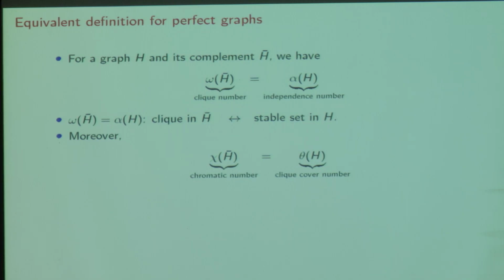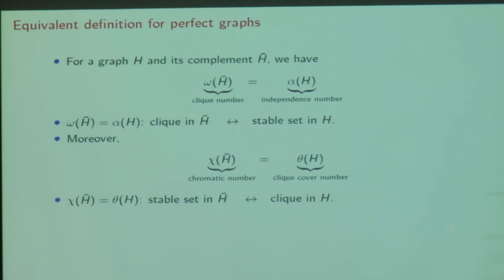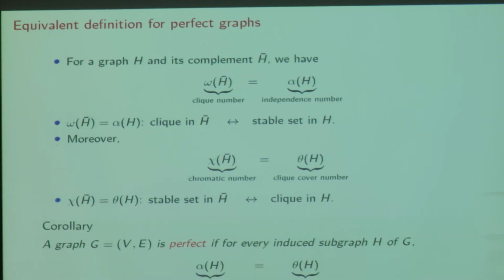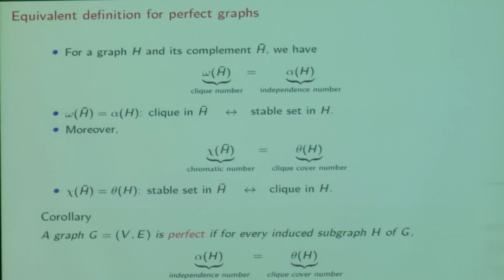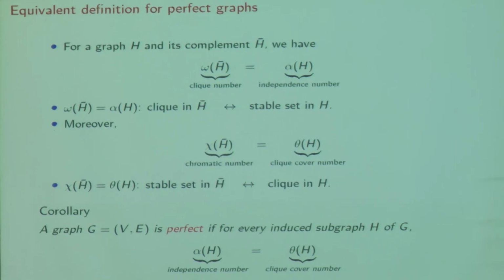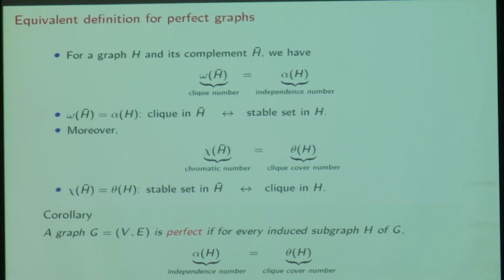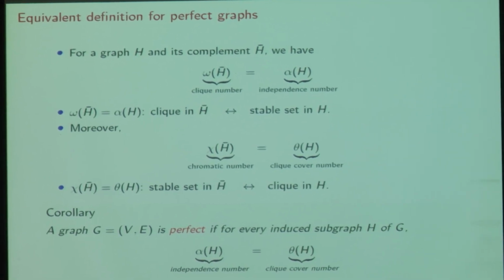You also have the following relationship. The chromatic number in the complement is equal to the clique cover number. That is because the chromatic number is equivalent to the minimum number of stable sets to cover the vertices, and a stable set in the complement is a clique in the original graph. So perfection can be redefined as follows: for any induced subgraph, the independence number equals the clique cover number. We'll stick to this definition throughout the talk.